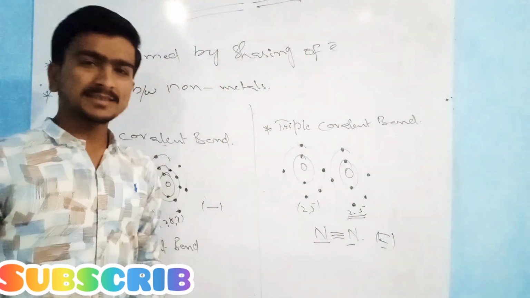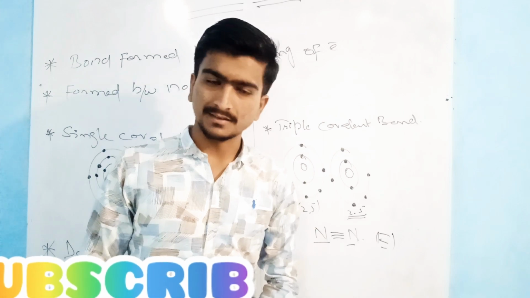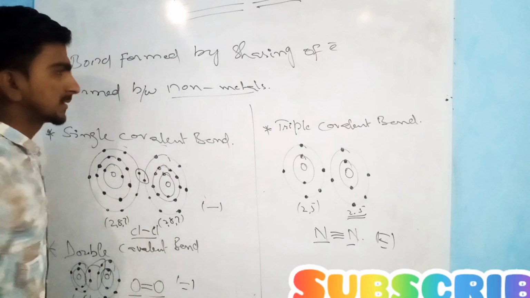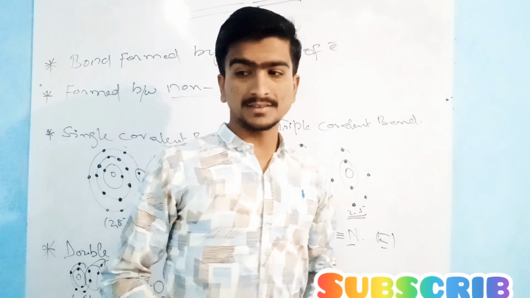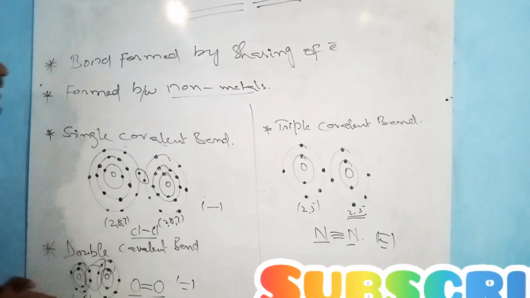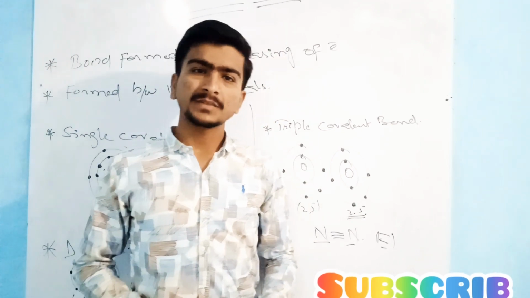Covalent bond. This is a bond which was discovered by G. N. Lewis in 1916. This bond is found between two non-metal elements. Those elements which do not conduct electricity are known as non-metals. The bond which is formed by sharing of electrons. This is a bond which is only formed by sharing of electrons.